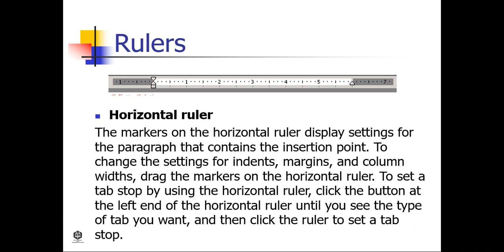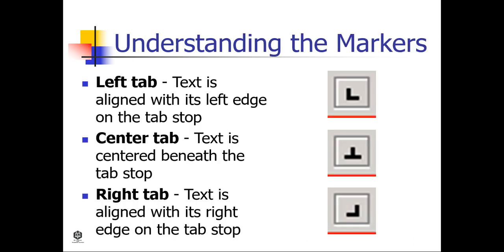Horizontal ruler. The markers on the horizontal ruler display settings for the paragraph that contains the insertion point. To change the settings for indents, margins, and column widths, drag the markers on the horizontal ruler. To set a tab stop by using the horizontal ruler, click the button at the left end of the horizontal ruler until you see the type of tab you want, and then click the ruler to set a tab stop.